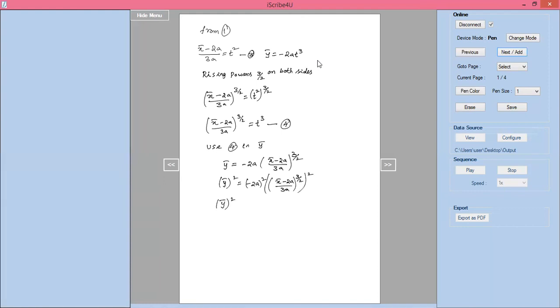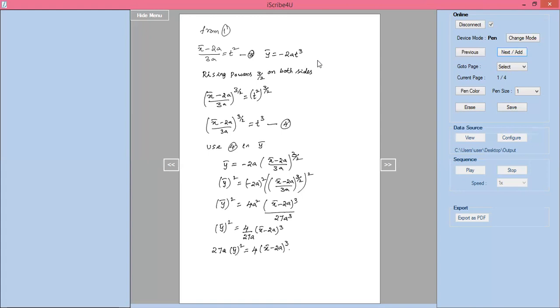Now y bar whole square equals minus 2a whole square, which is 4a square, into x bar minus 2a whole cube divided by 3a whole cube. That one I will write as 27a cube. Now y bar whole square equals 4a square divided by 27a cube, which is 4 by 27a into x bar minus 2a whole cube. Now 27a into y bar whole square equals 4 into x bar minus 2a whole cube.